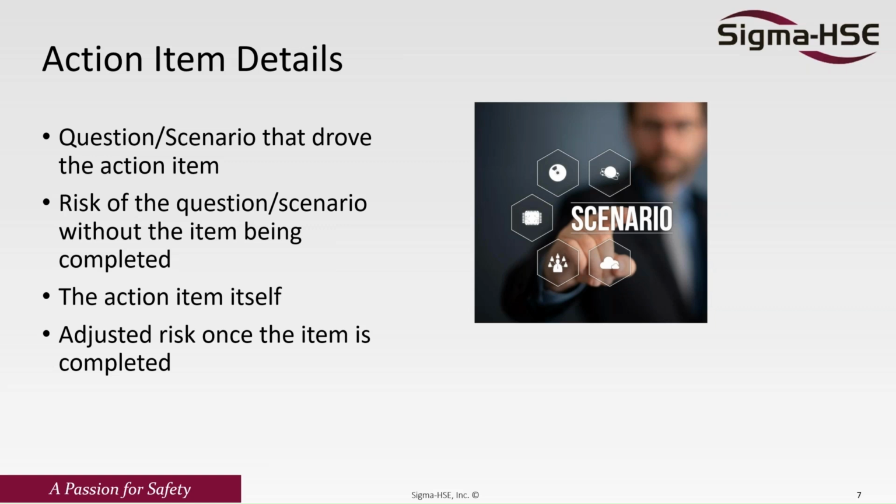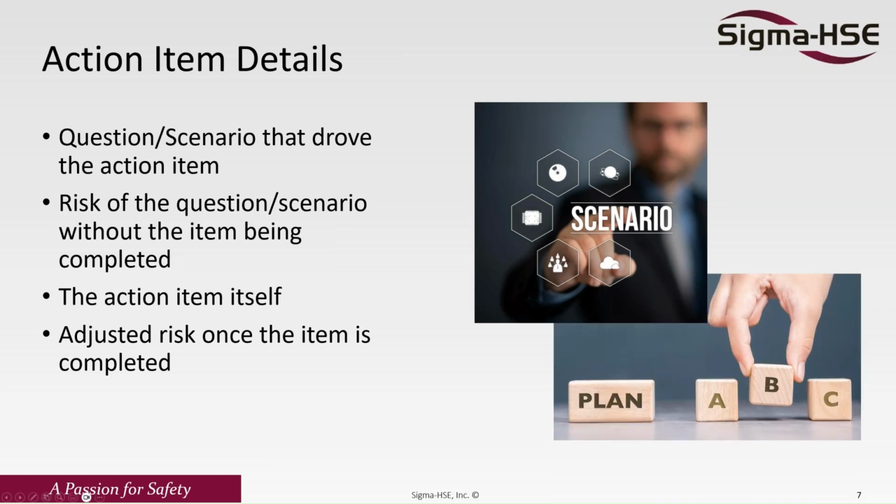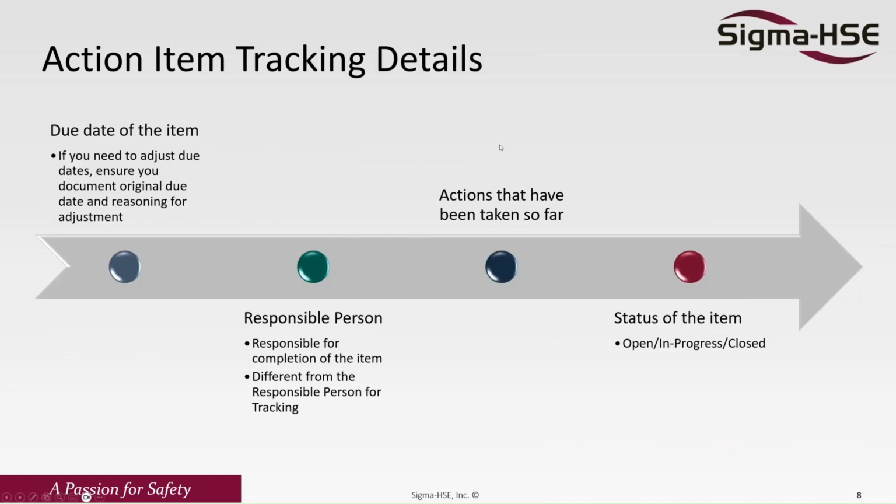The action item itself, what the team of the audit or the PHA, DHA decided is the correct measure, and then the adjusted risk for the scenario once you have completed your action item. And then as far as tracking the details itself, the due date, you need to make sure you have a reasonable due date assigned to the item.